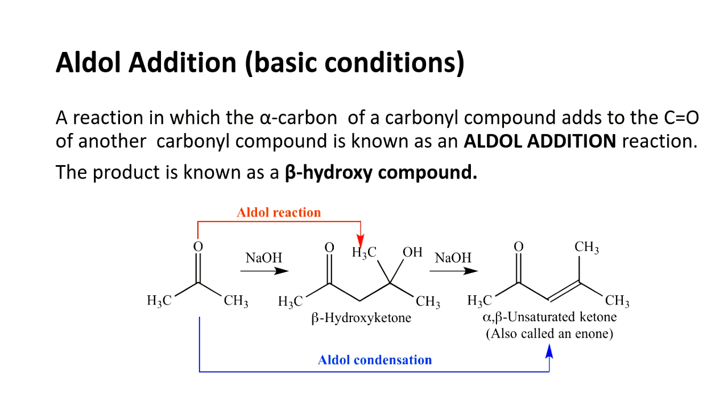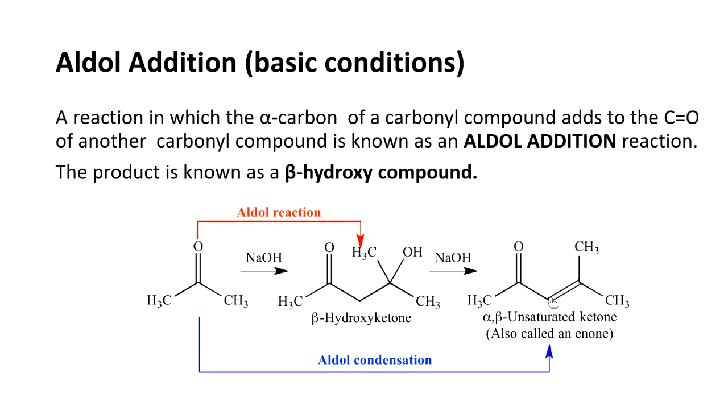Another reaction that these carbanions can undergo is the formation of aldols. And as the name suggests, an aldol is an alcohol with a carbonyl group. So if we had a hydrogen here, it would be from an aldehyde. And so we have an aldol reaction. The reaction can also continue, and we can form a carbon double bond.